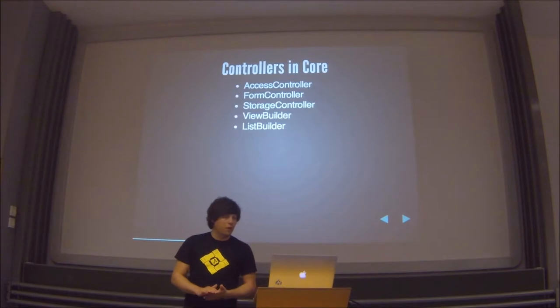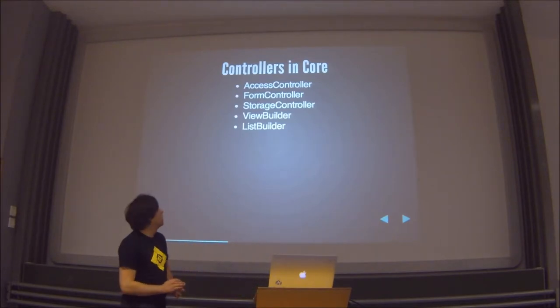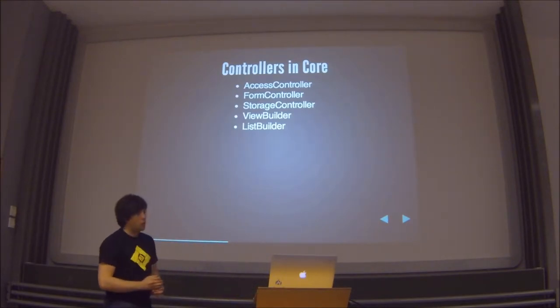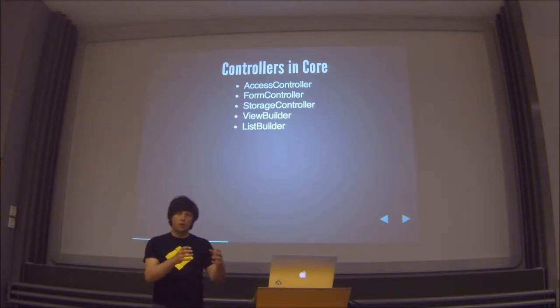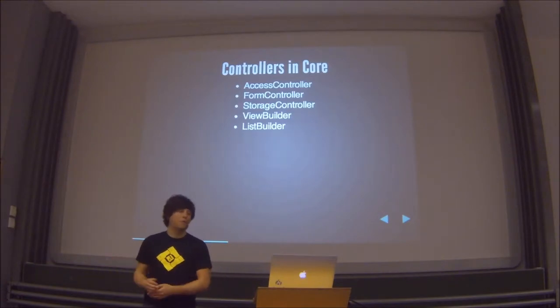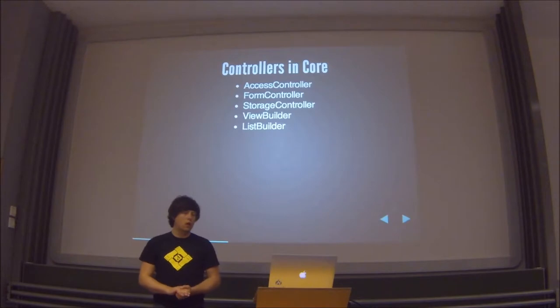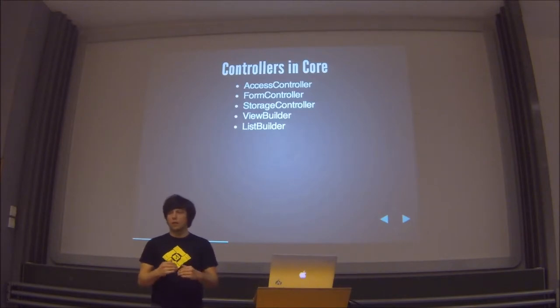We have different controllers in core. For example, we have the access controller, form controller, storage controller, a view builder, that's a controller that is responsible for how you get from a raw entity object to a render array. And then we have the list builder, it's another controller. It's mainly used for config entities. So it creates a list from your config entities.